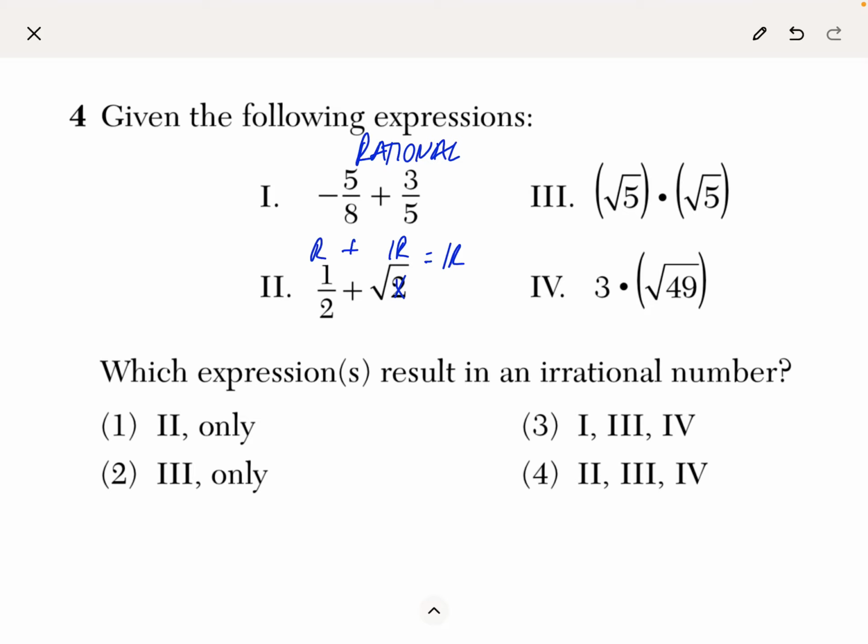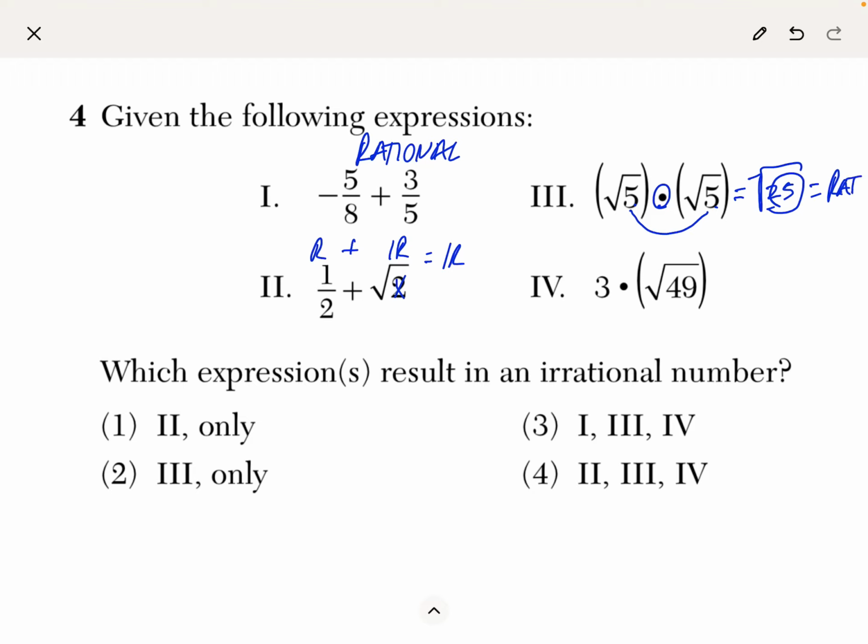Now, number 3, this we're multiplying. The only way for us to multiply and get a rational number is if the number inside, when we multiply them, is a perfect square. So if we multiply 5 times 5, this is going to be the square root of 25. So we're going to take this 5 and multiply it with that 5. Is this number a perfect square? Yes, it is. So that means that this is going to be a rational product.